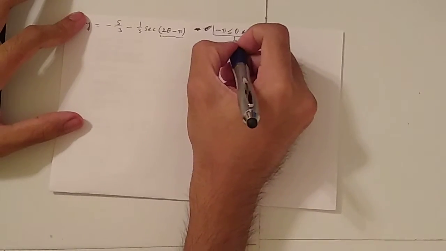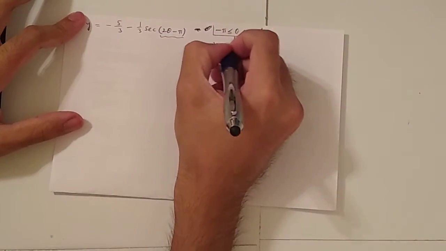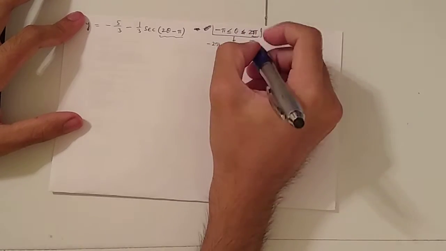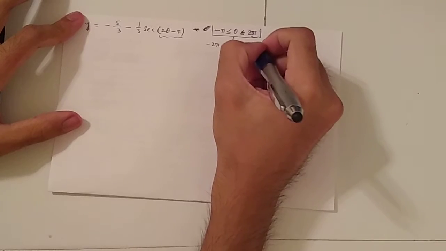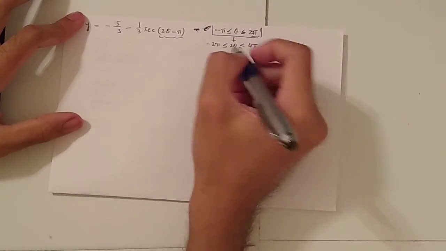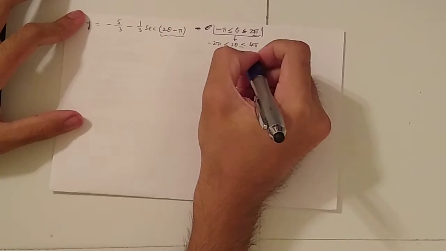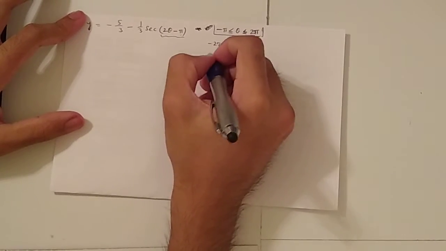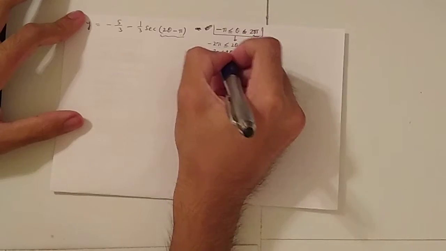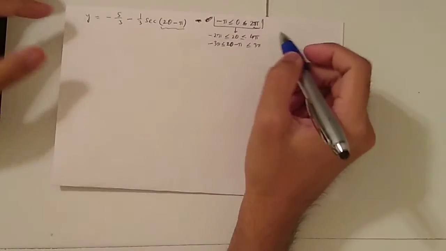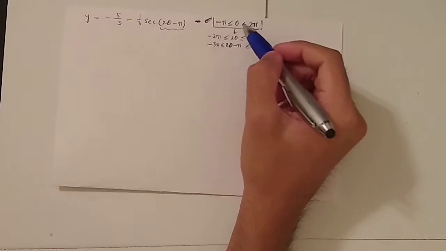So if we multiply both sides by 2, we get minus 2 pi is less than or equal to 2 theta, which is less than or equal to 4 pi, and then do a minus pi. So 2 theta minus pi is between minus 2 pi minus pi, which is minus 3 pi, and 4 pi minus pi, which is equal to 3 pi. Again, minus pi, this is the original range.